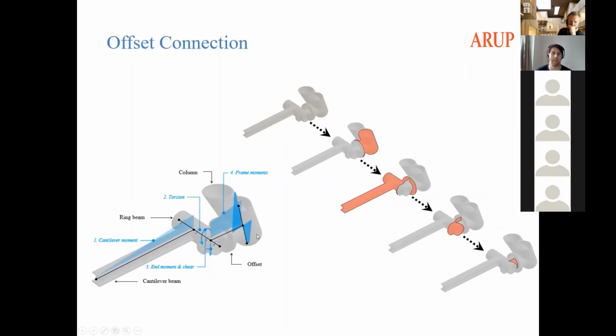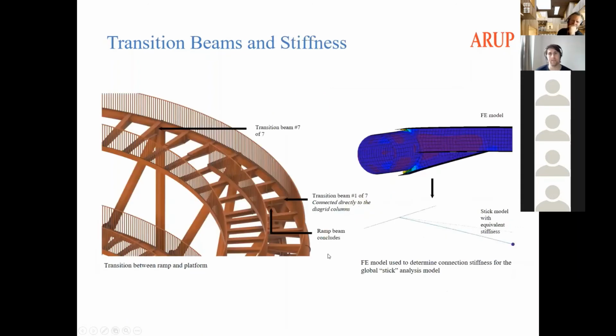Because normally diagrid columns would only have compression, but because we needed that cantilever, we also have a moment in the diagrid. And also we needed to make sure that we were addressing the right moment to be transferred. So we needed to do quite a lot of stiffness assessments around this offset connection. So in order to address the stiffnesses, we prepared some finite element models where we could then get the connection stiffness out and then use that as an equivalent spring stiffness in our global stick model, as you see here in the illustration to the right.